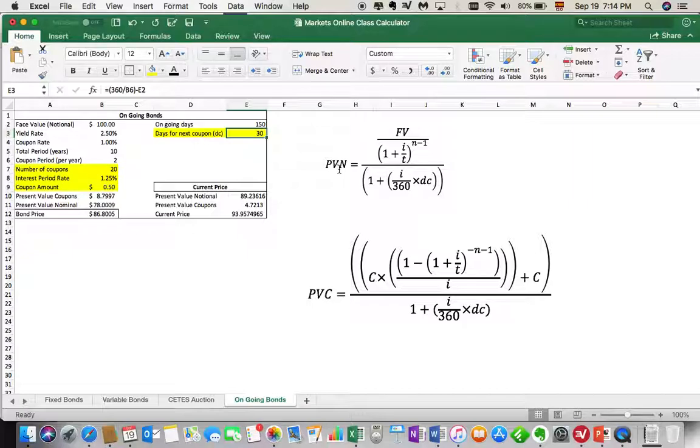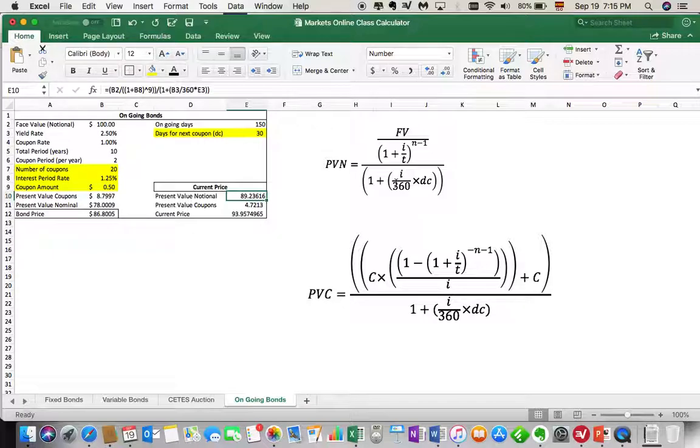Now here's where it gets interesting. Because the bond has moved, I have different present values now. I'm going to build up the present value of the notional first because it's easier and it will lead us to understand how to calculate the present value of the coupons, okay? So pay attention. I put this formula, present value of notional, over here, and I want you to follow it. First of all, we're going to get the present value of the face value, which is paid at the end of the bond.